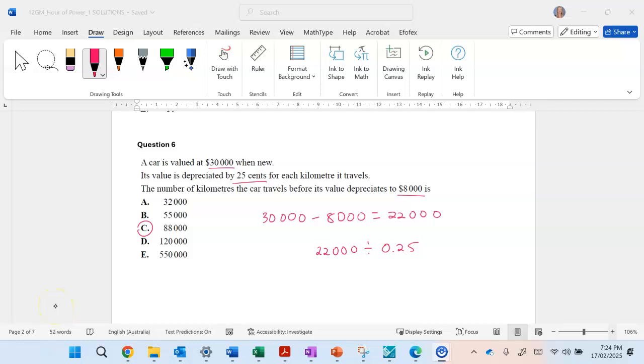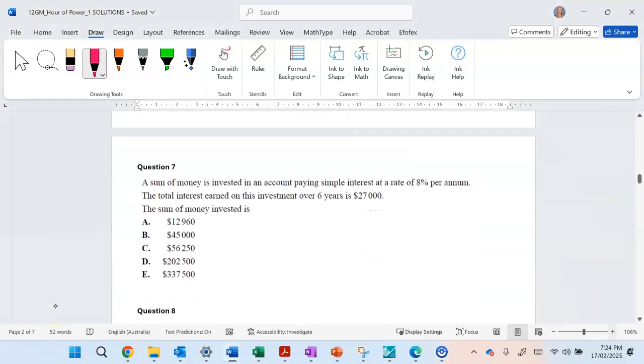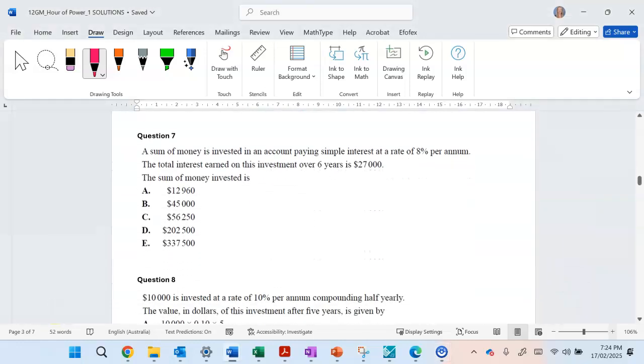All right, so that was 88,000. Moving along. A sum of money is invested in an account paying simple interest at a rate of 8% per annum. The total interest earned on this investment over 6 years is $27,000. The sum of money invested is.